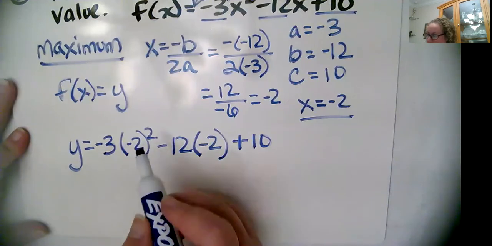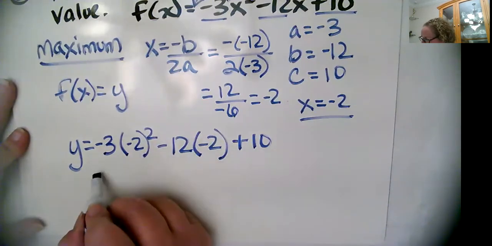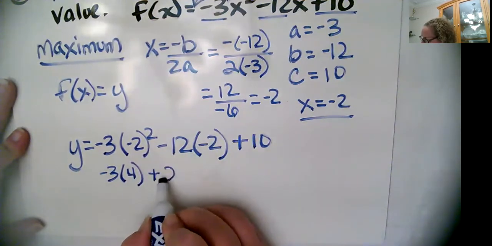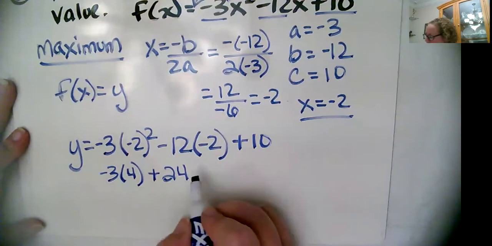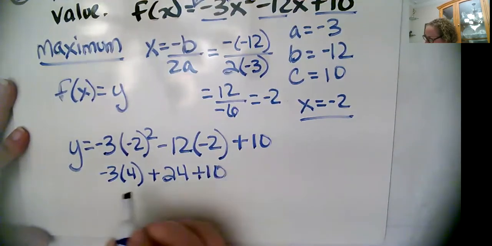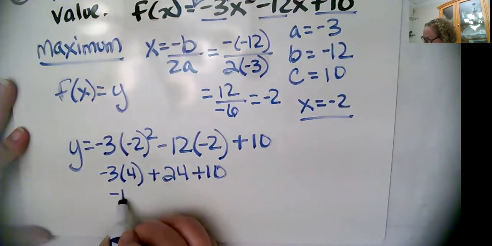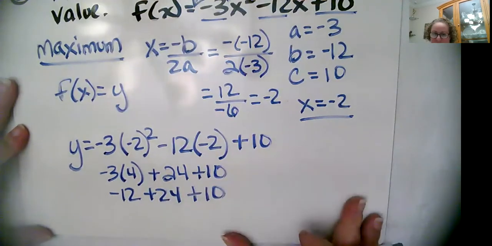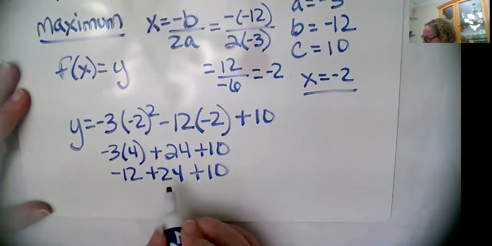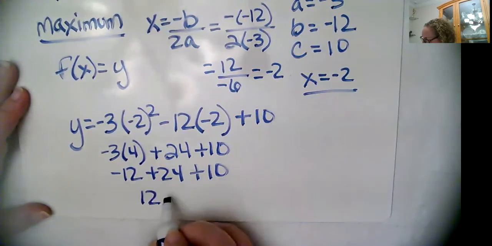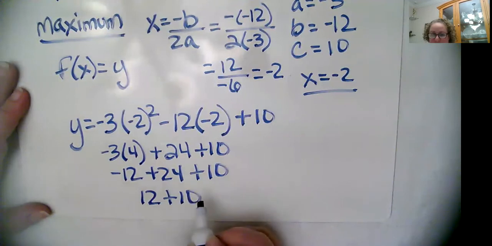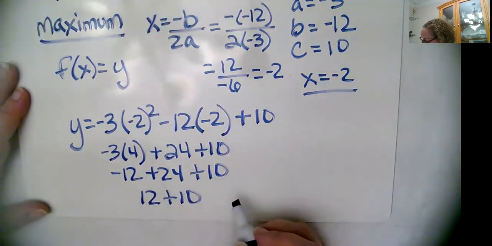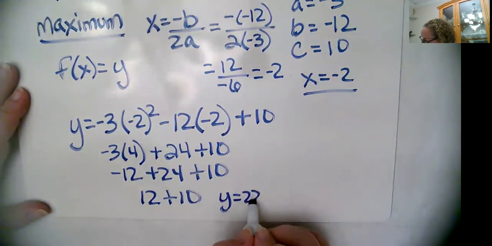Apply that exponent first. Negative 2 times negative 2 gives us a positive 4. A negative and a negative gives us a positive. 12 times 2 is 24 plus 10. Negative 3 times 4 gives us negative 12 plus 24 plus 10. Keep going. Negative 12 plus 24 is 12 plus 10. And then the last one is 12 plus 10, which is 22. We have y is equal to 22.